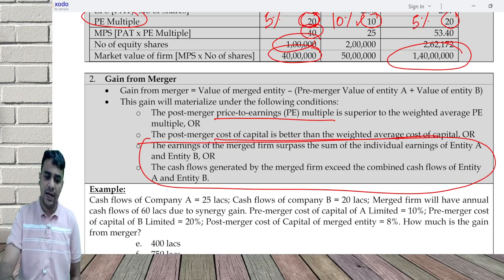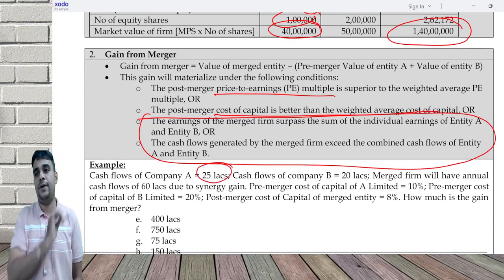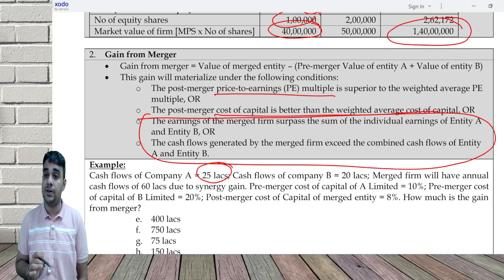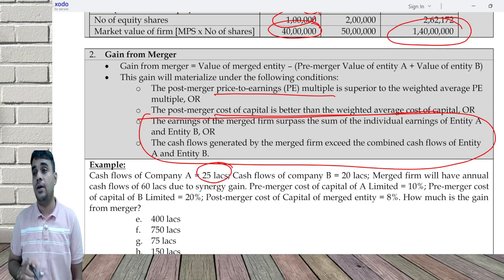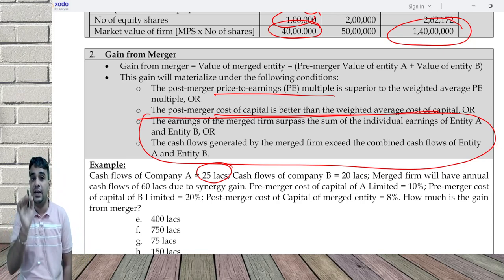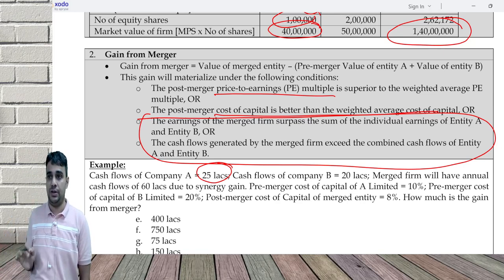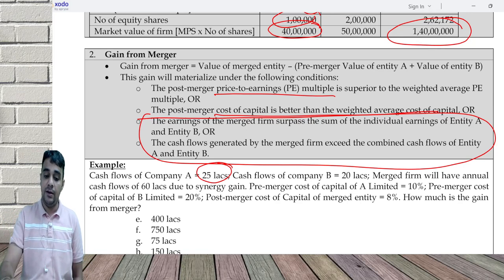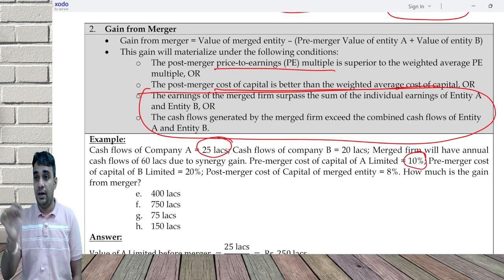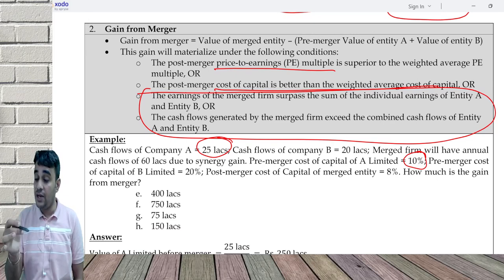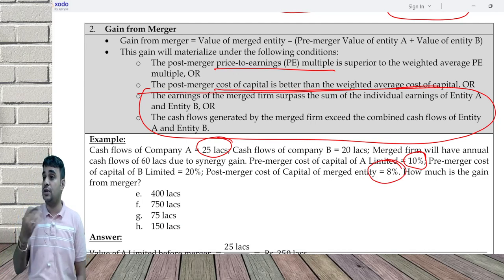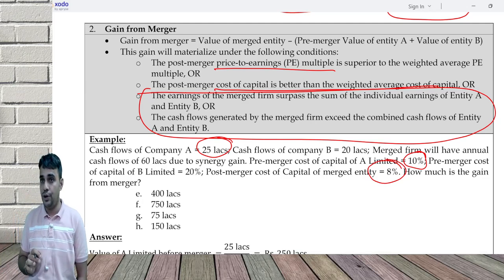Just to give an example: cash flow of company A is 25 lakh, company B is 20 lakh. Merged company will have annual cash flow of how much? 25 plus 20 should become 45, but it has become 60. So there is a 15 lakh operating synergy. Pre-merger cost of capital of A is 10%, B is 20%. The average should be somewhere in between, but they're saying the average is 8%. So this is also going to lead to huge benefit.